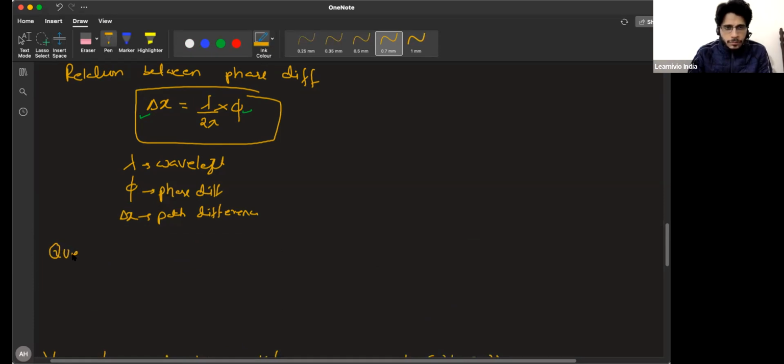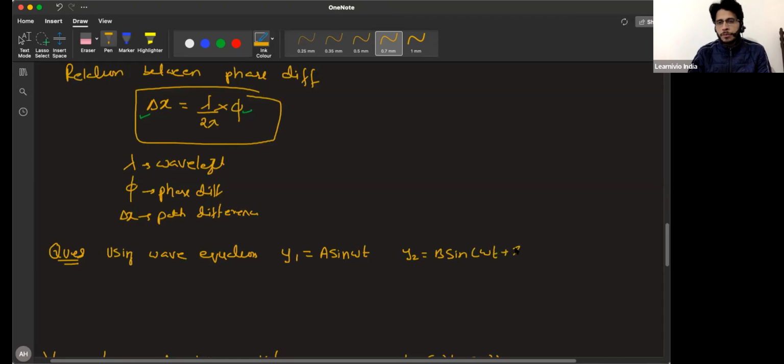Do this question now. So you have two wave equations. The first one is y1 equals a sine omega t, and the second wave equation is y2 equals b sine of omega t plus pi by 4. These are the two wave equations. Calculate: first part, I need the phase difference. Second part, I need the path difference.